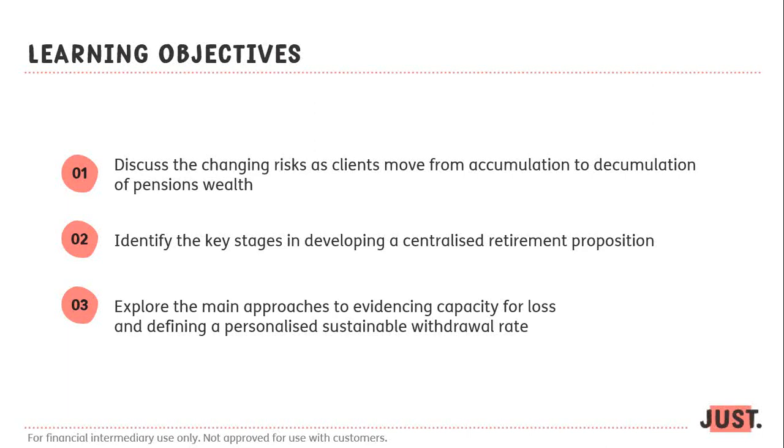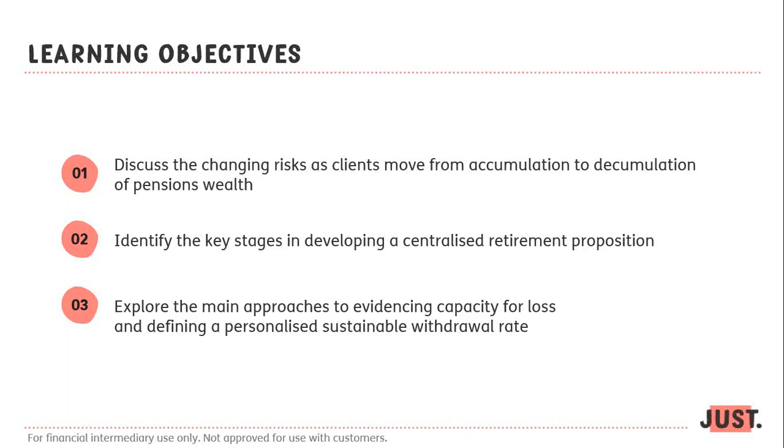If you're wondering what CRP stands for, then there's your answer. But what does that look like? What is the structure? What's everyone talking about in terms of the science of retirement and what has to sit behind a proposition? And then explore the main approaches to evidencing capacity for loss. Again, another buzz phrase at the moment, and defining a personalised sustainable withdrawal rate. So it's not just about annuities.